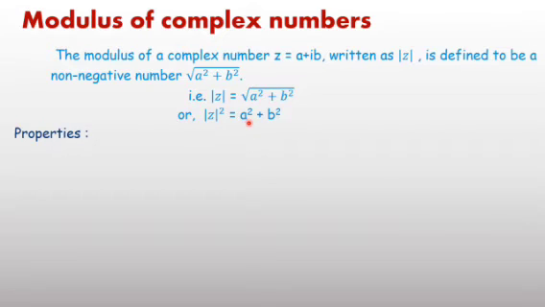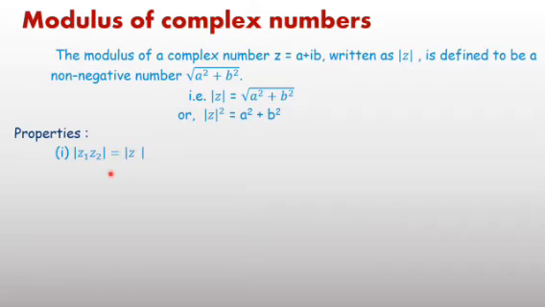If any complex number is given, for example Z equal to 3 plus 4i, then mod of Z equal to under root 3 square plus 4 square equal to under root 9 plus 16 equal to under root 25, which is equal to 5. You will not take plus minus, just take a non-negative number, meaning you will consider the positive number.